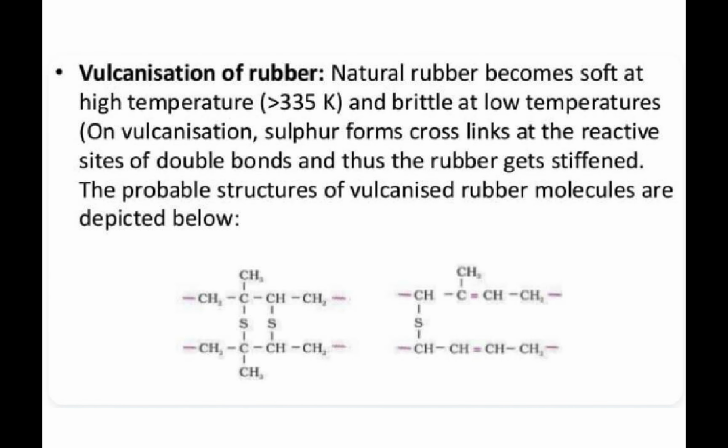And what is meant by vulcanization of rubber? Natural rubber becomes very soft at high temperature, more than 335 Kelvin, but at low temperature it gets brittle. So on vulcanization, what happens is that you can see in the figure, sulfur will be forming cross links at the reactive site, and so the rubber will get stiffened. So this is the probable structure. You can see it over here.